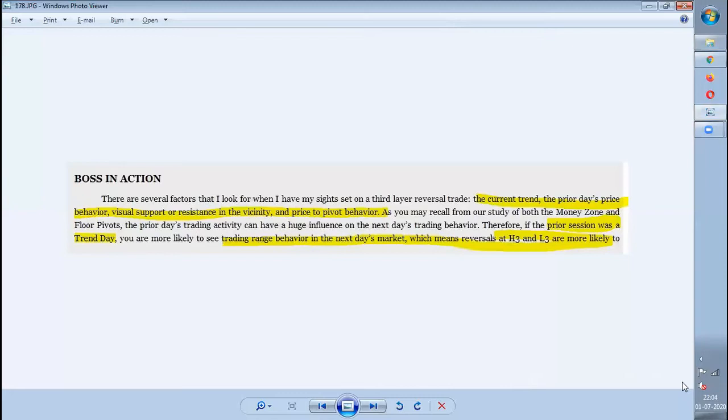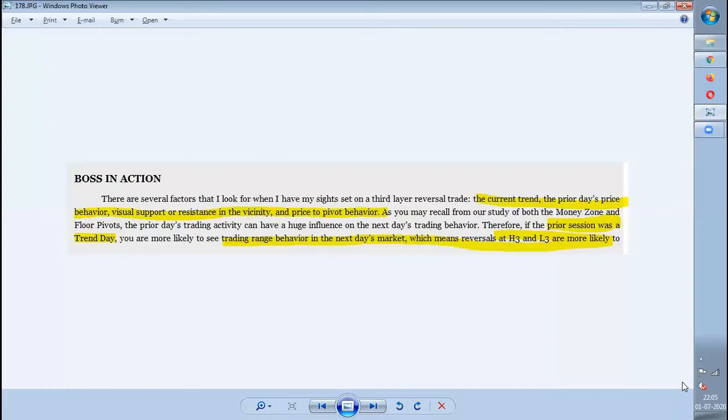I hope you can go and watch those videos, or just visualize all those things. The same concept applies over here. If the previous day's session was a trending session, and the current day has a wide CPR for your information, then we can expect a narrow range behavior. Whenever narrow range behavior is going to happen, H3 and L3 can play a role. That is what he is trying to say over here.